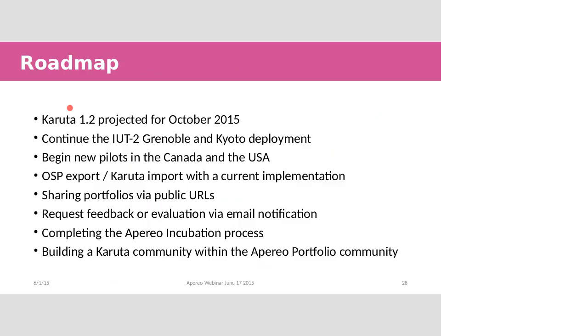Okay. So please, indeed, this is a community project, and we welcome your suggestions. We're setting up GitHub to allow for enhancements to be suggested through GitHub at this time. Our roadmap is that we're projecting Karuta 1.2 for October of this year. We're going to continue deploying in France and in Japan, but we're looking for new pilots in Canada and the USA.